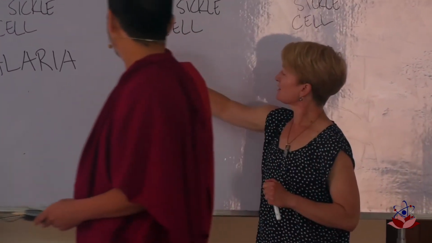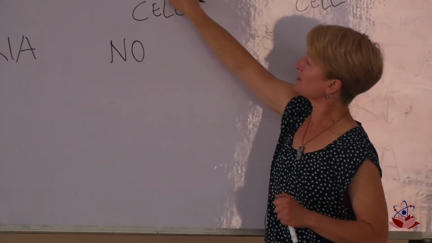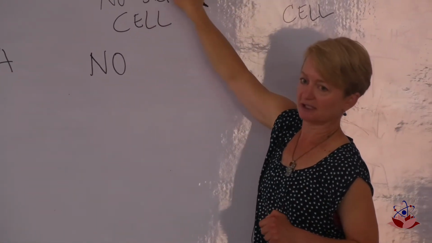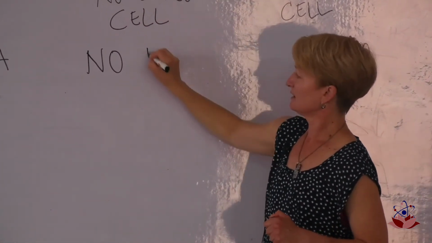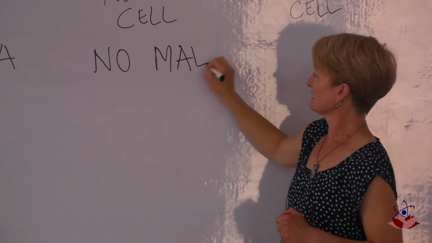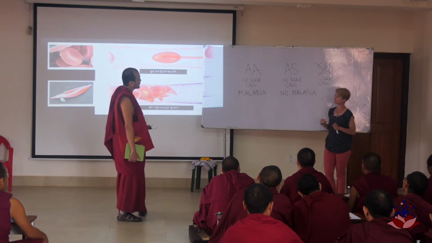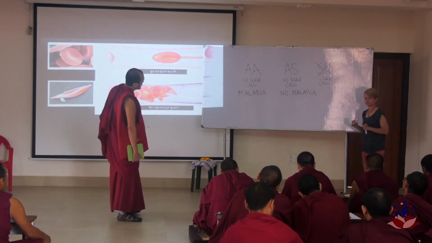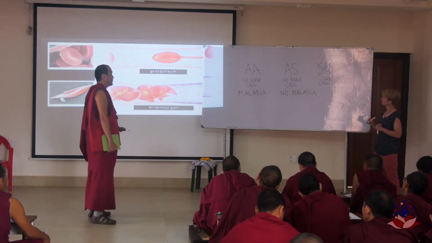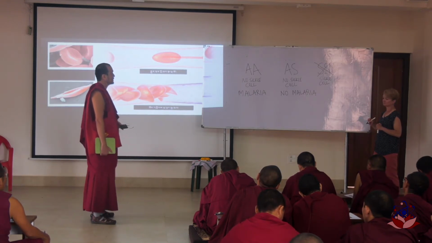And it turns out that people who are heterozygous, have 1 normal allele and 1 disease allele, are much less likely to get malaria.